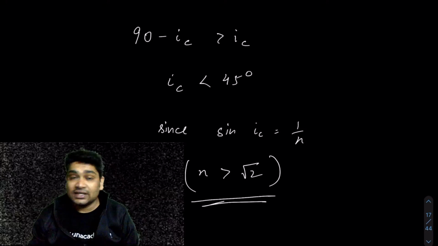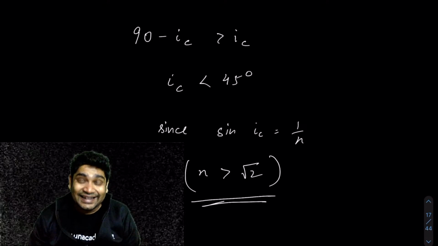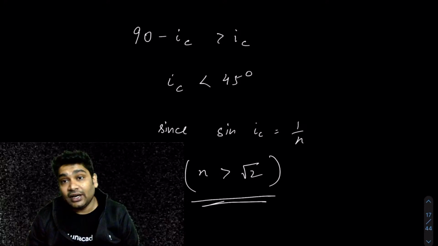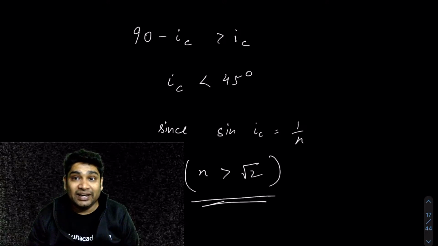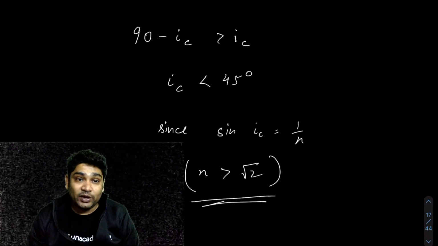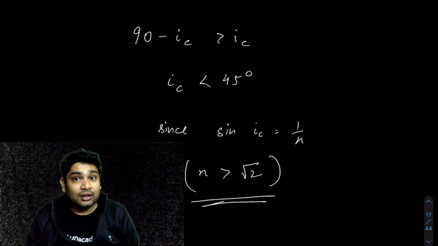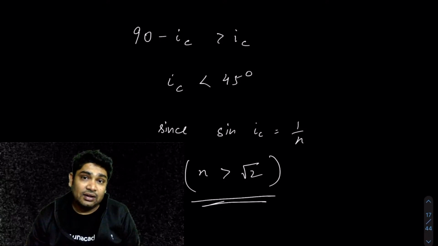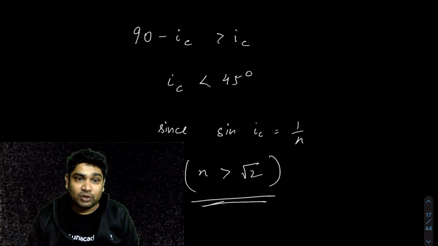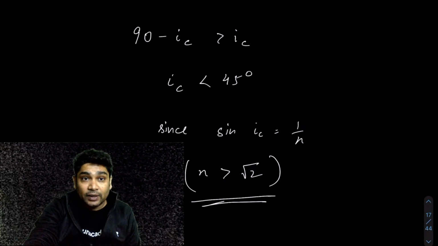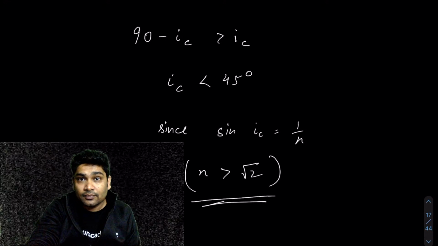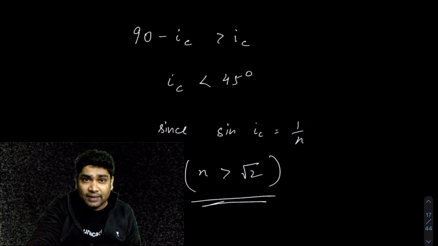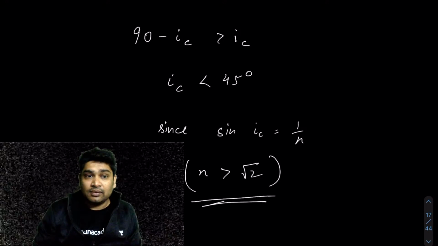Yeah, this is the condition. If n is greater than root 2, then what you will realize is that sine IC would be less than 1 by root 2, which would imply that your critical angle is less than 45 degrees, and all such rays will in fact suffer total internal reflection. I hope that is clear. Let me know if there is any confusion about this.